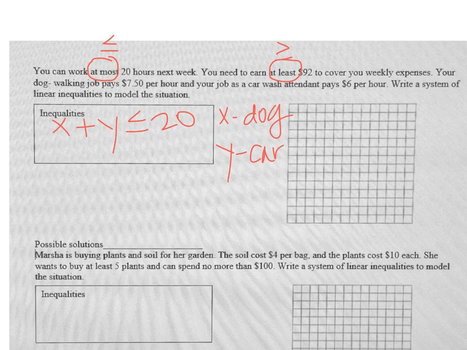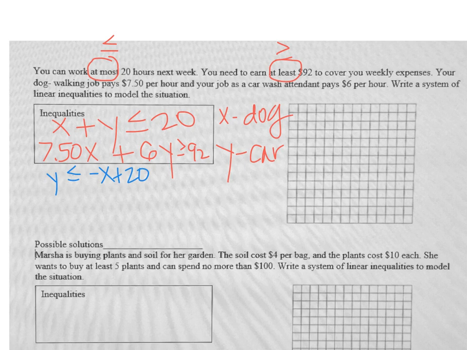And then in addition to that, I'm talking about money, so it's going to have to be a separate equation. In this case, a separate inequality. Well, the dog walking job is $7.50 per hour, so I have to multiply by the number of hours I'm working. And then the car wash job is $6 per hour times Y hours that I'm working there. Okay, and I have to make sure I'm getting greater than or equal to $92. Now, just like we did when we had equations, we're going to need to put this in slope-intercept form. So when I rearrange the first equation, I'm going to get Y is less than or equal to negative X plus 20.